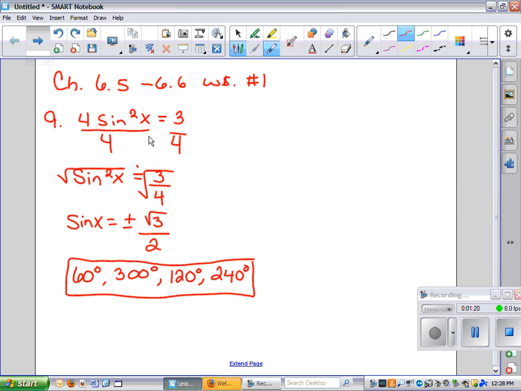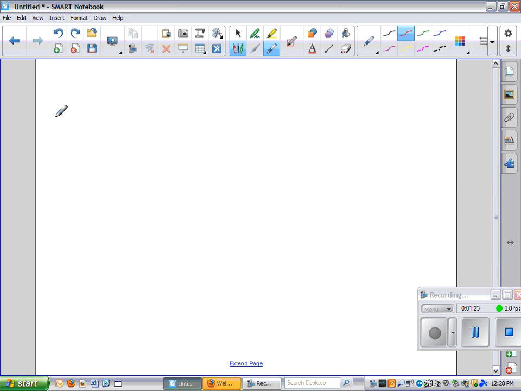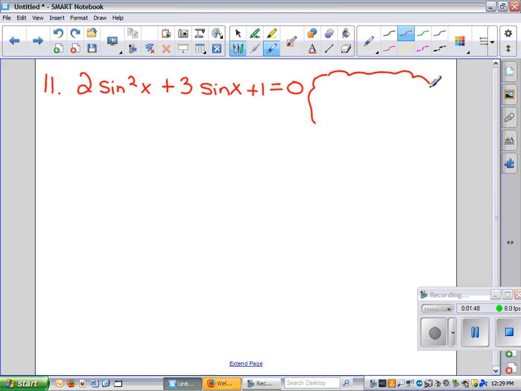Okay, the next one we wanted to do together that we did in class was number 11 on the back. We have 2 sine squared x plus 3 sine x plus 1 equals 0. Since we have all sines, we want to think of it as a quadratic equation, like 2x squared plus 3x plus 1 equals 0. Well, to solve this one, I know I can factor.